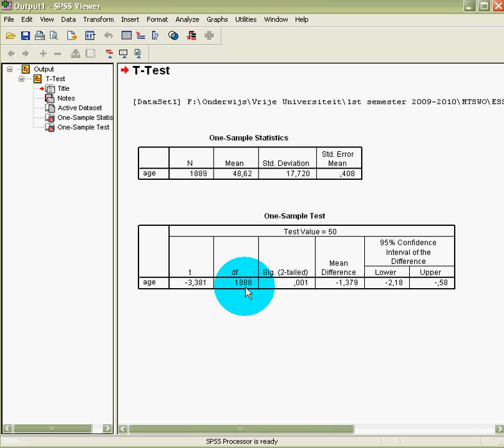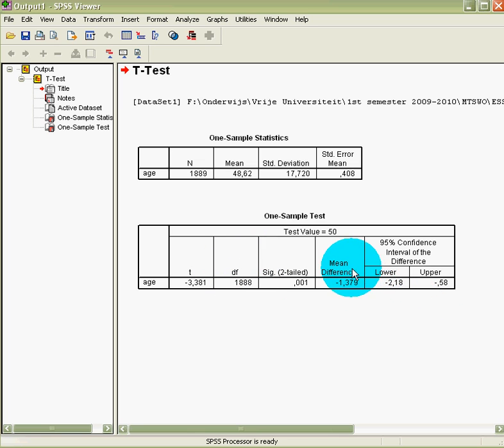Then we get the degrees of freedom. It's nothing but the number of observations minus 1. The p-value is very small, let's say 0.001. In that sense, we could reject our first hypothesis and accept the alternative hypothesis. So this is what you probably know from your lessons from Dimitri. So it's stated here, SPSS does it for us.